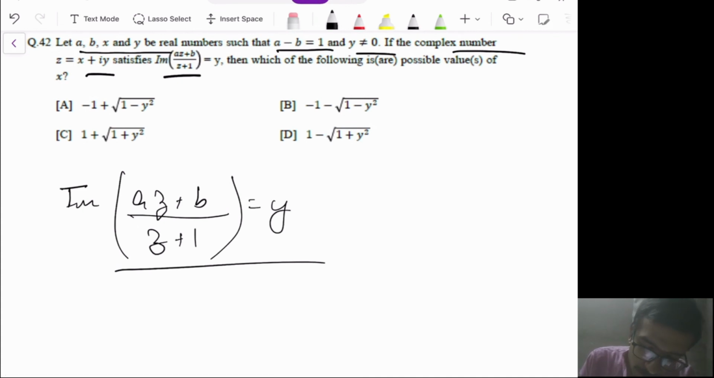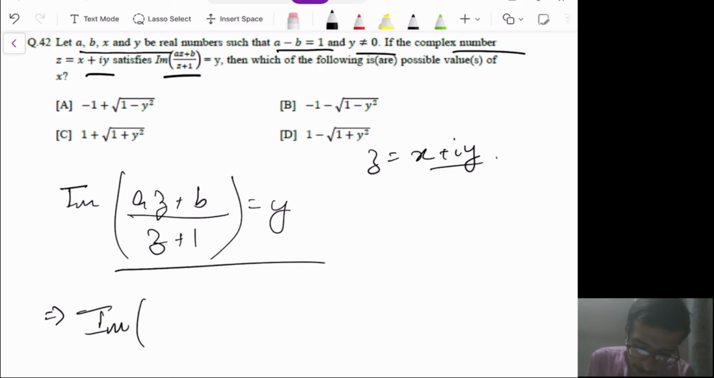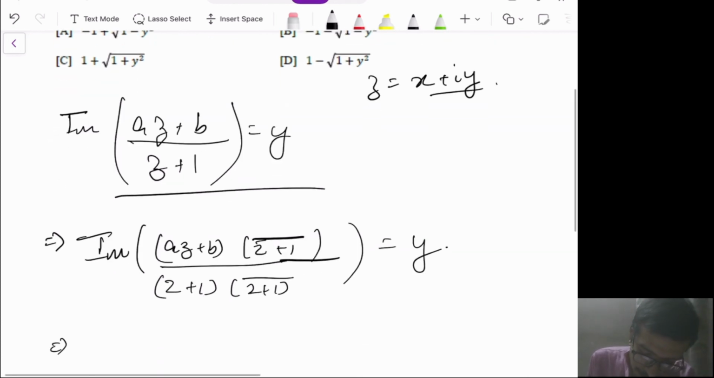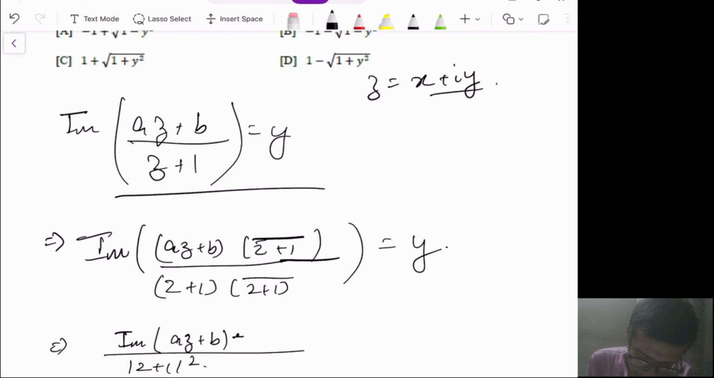Okay, so this is the imaginary part of az plus b over z plus 1. Suppose we are given that z is x plus iota y, and let's see what the imaginary part of this thing is. In order to compute the imaginary part, we can multiply the denominator and numerator by z plus 1 conjugate. This equals y. Now I can take out the common mod of z plus 1 squared, and in the numerator take the imaginary part of az plus b times z plus 1 conjugate. This equals y.